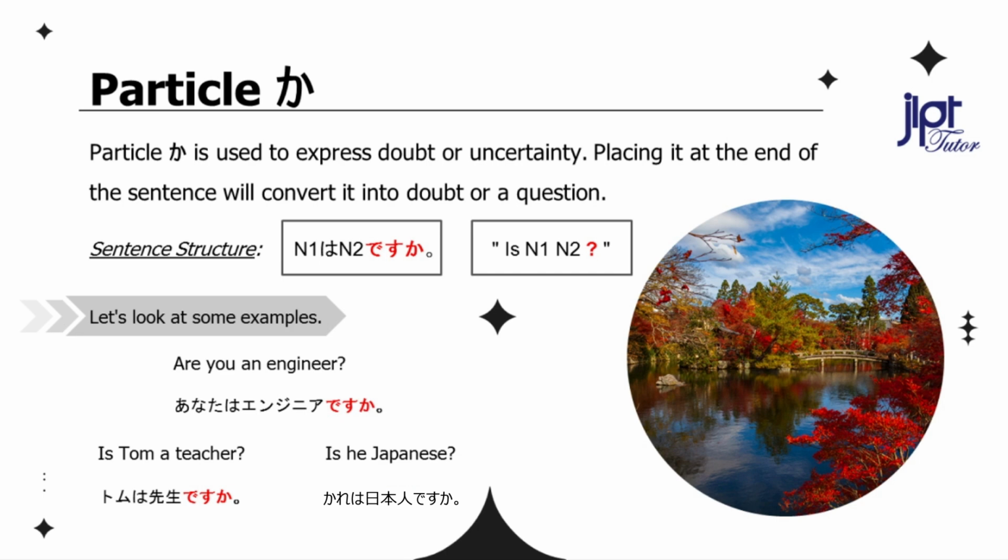Particle ka. Particle ka is used to express doubt or uncertainty. Placing it at the end of the sentence will convert it into doubt or a question. N1 wa, N2 desu ka. Is N1 N2? When you want to ask a question, simply put the particle ka at the end of the sentence. Let's look at some examples.